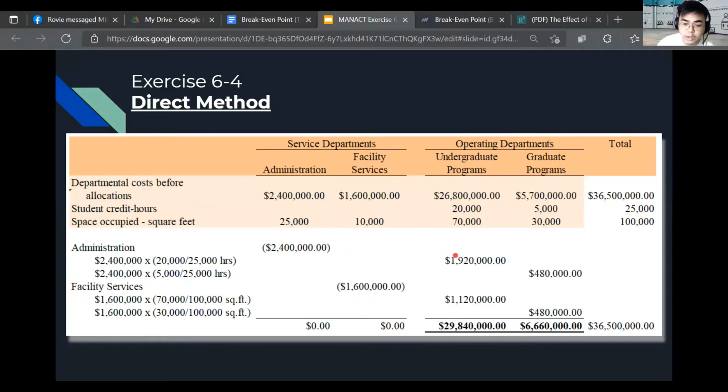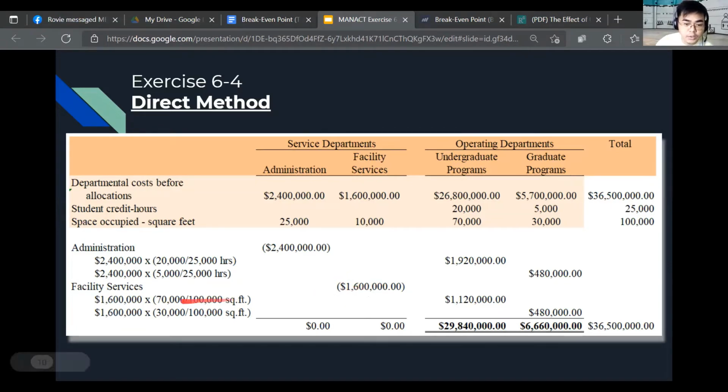So we get 1,920,000. For the graduate program, we multiply 2,400,000 by the quotient of the hours under the graduate program, which is 5,000, divided by the total number of hours, which is 25,000, and we get 480,000. Next, we allocate the cost for facility services with 1,600,000.